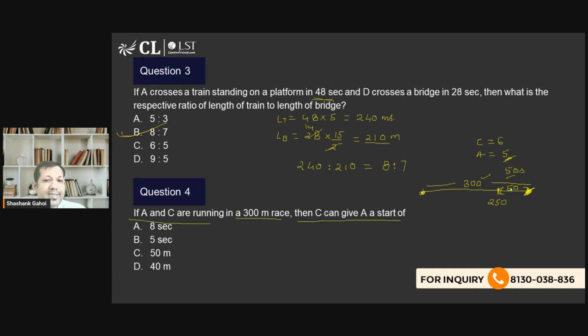So it means I can say that if C gives a start of 50 meters, still C will not be losing the race. So the meaning of giving a start is that you can give a start of 50 meters and still not lose. So that's the meaning of this kind of statement. So what is the maximum start C can give A so that it won't lose? That is going to be 50 meters. So the answer of this question is going to be option C. So C can give A a start of 50 meters, still C is not going to lose the race.